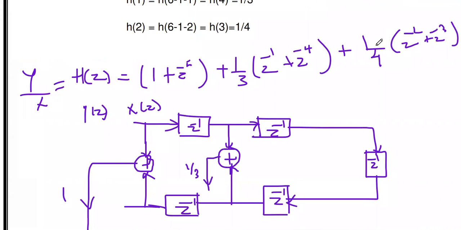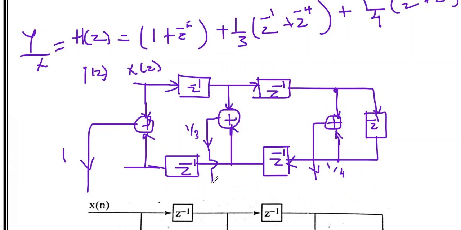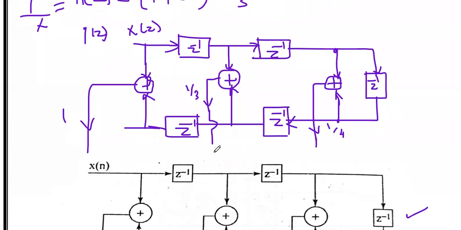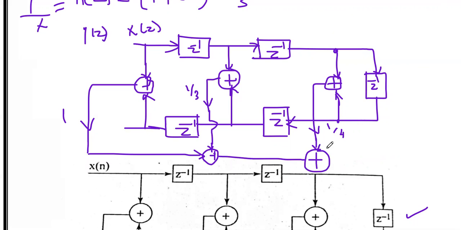Similarly, you see the last term, 1 by 4 into z power minus 2, z power minus 3. So this is the output of the second delay, and this is the output of the third delay. You just combine the two, then multiply with the multiplier 1 by 4. Then the outputs of these 3 multipliers we have to add. So use one adder here, you add the first term and second term. Then again use one adder here, you add this and this. So we get the output Y(z).